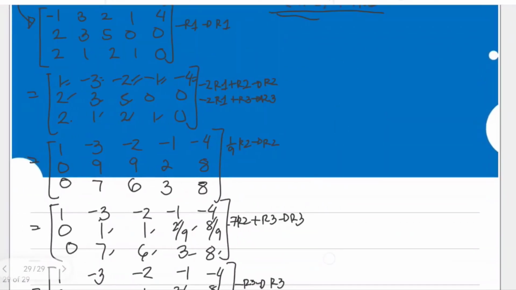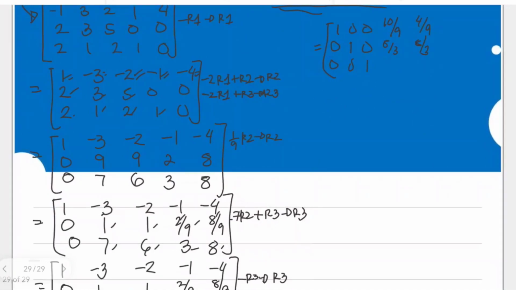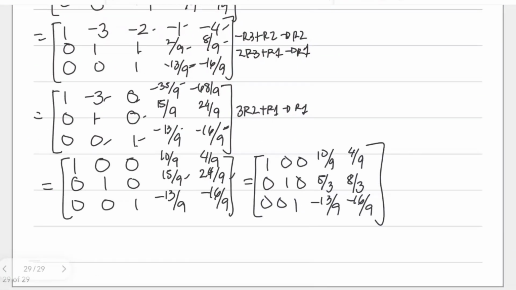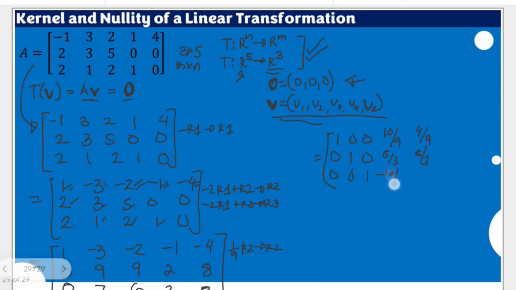So we'll have here this matrix: 1, 0, 0, 10 ninths, 4 ninths, 0, 1, 0. That was actually earlier. Yeah, 5 thirds and 8 thirds. That's correct. And 0, 0, 1. Here comes the problem. I can't memorize it. Negative 13 ninths and negative 16 ninths.